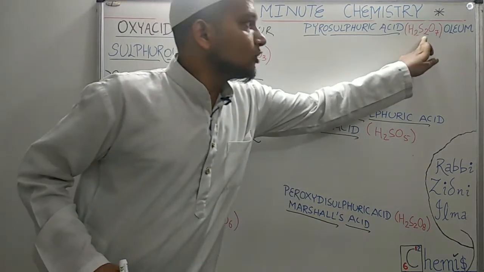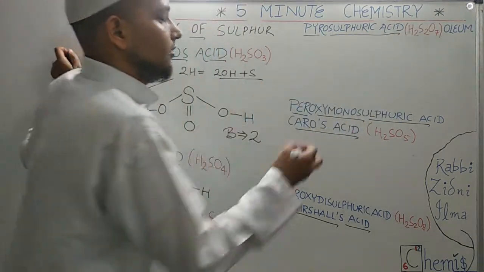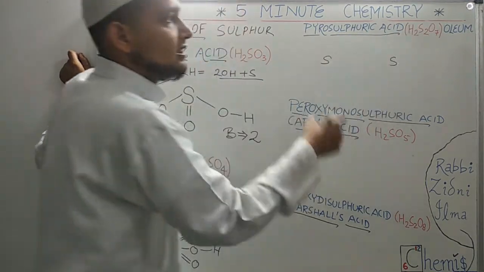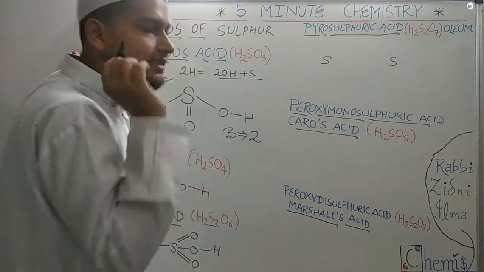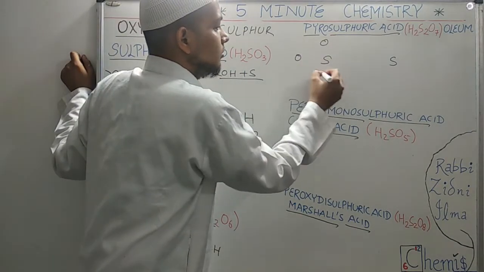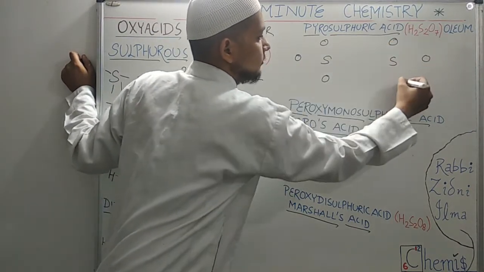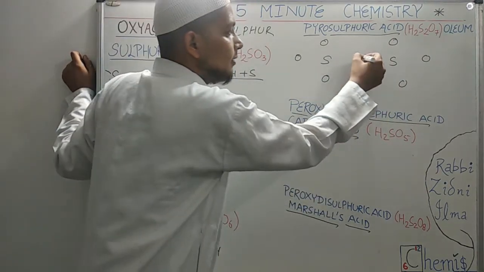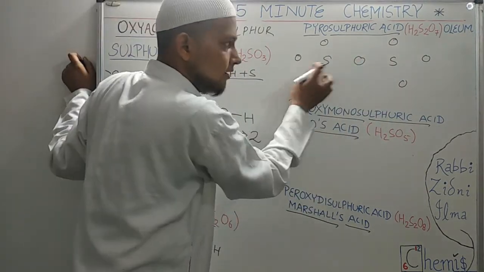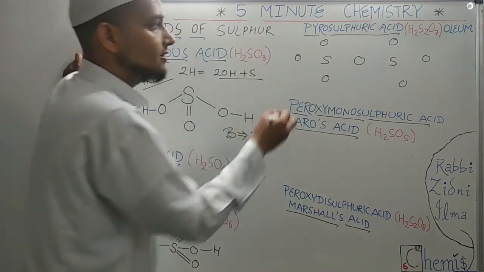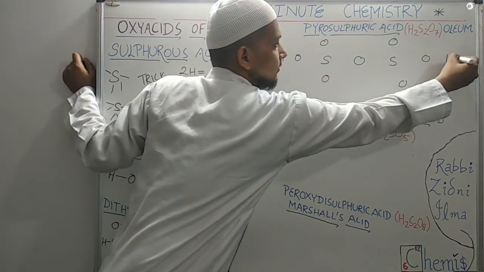Now moving on to H2S2O7, that is oleum. Sulfur 1, sulfur 2, 7 oxygens, equal distribution. So 1, 2, 3, 1, 2, 3. The 7th oxygen will be in between them. So half to this one, half to this one. 2 hydrogens, 1 here and 1 here.